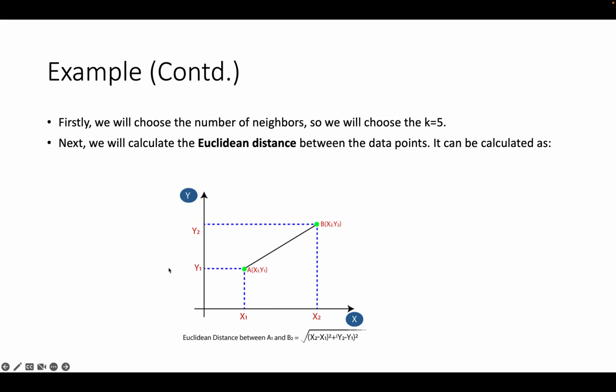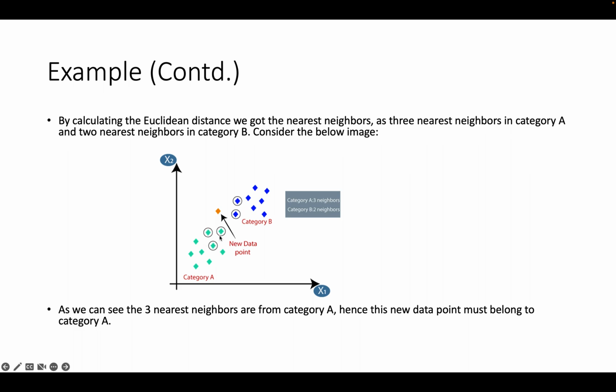And then we calculate the Euclidean distance for each of the neighbors. So we took out these 5 neighbors and calculated the Euclidean distance of all of them. By calculating the Euclidean distance, we got the nearest neighbors as 3 nearest neighbors in category A and 2 nearest neighbors in category B. Consider the below image. As we see, the 3 nearest neighbors are from category A. Hence, the new data point must belong to category A. Because it is closer to category A, it goes to category A.